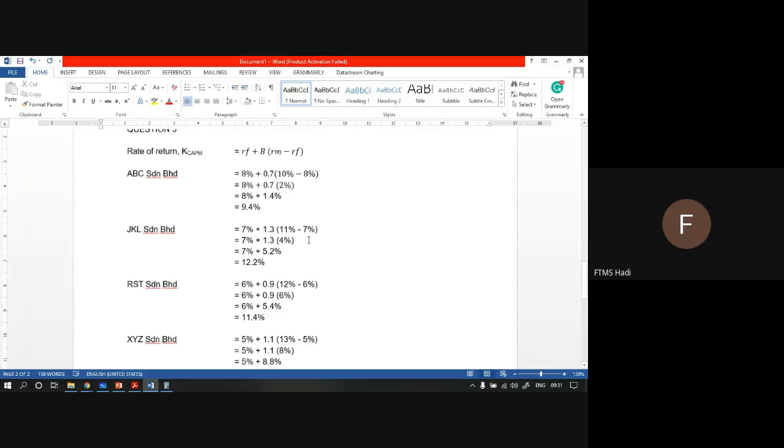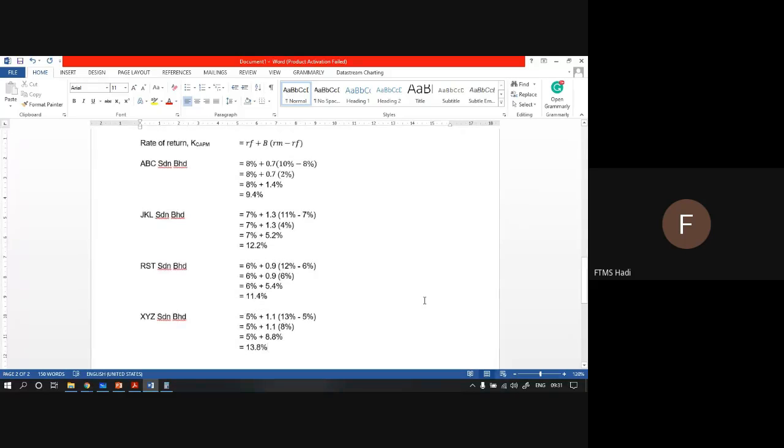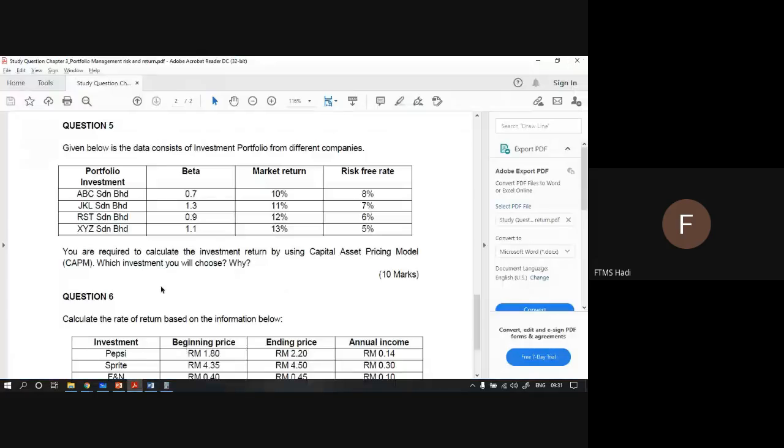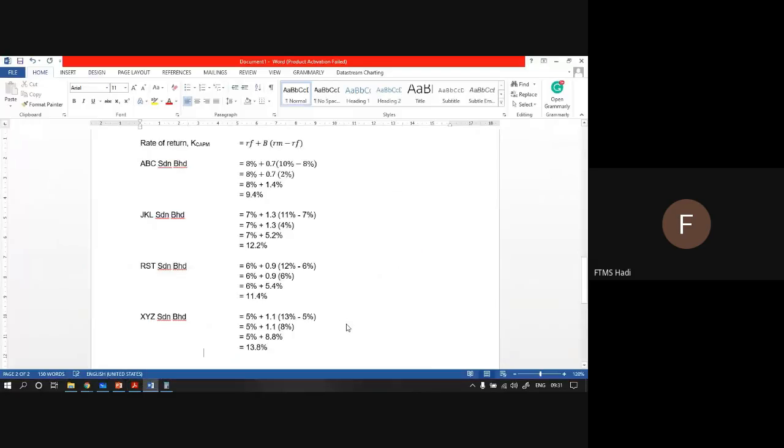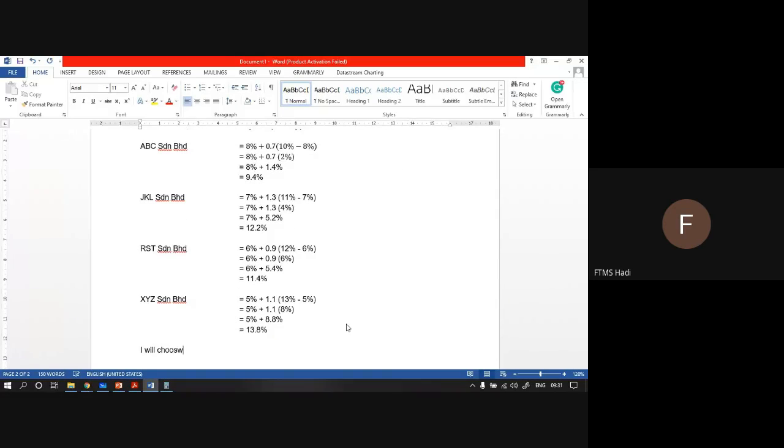But the question here is which one will the company choose? In the question, which one will you choose and why? Of course you choose the highest. 9.4, 12.2, 11.4, 13.8. So definitely this one is the highest, 13.8. Okay, done with this part.